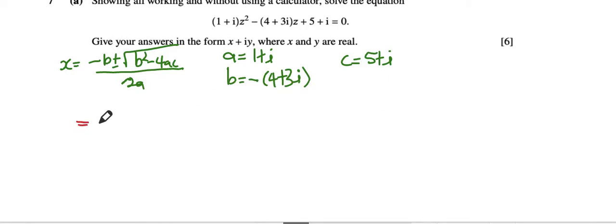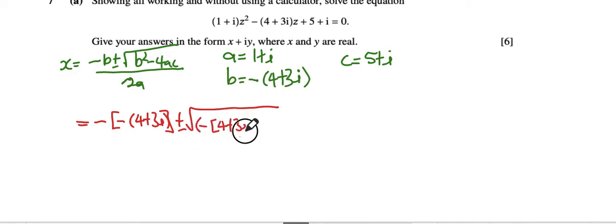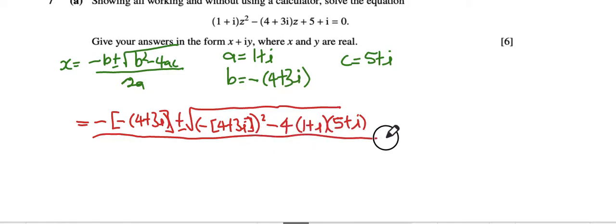First of all, it's negative b. So negative, what is b? b is negative 4 + 3i. And then we have plus or minus the square root of b², which is again negative (4 + 3i), and then we square that. Minus 4, a is 1 + i, multiplied by c, which is 5 + i. Then the whole thing we divide by 2a, and a is 1 + i.